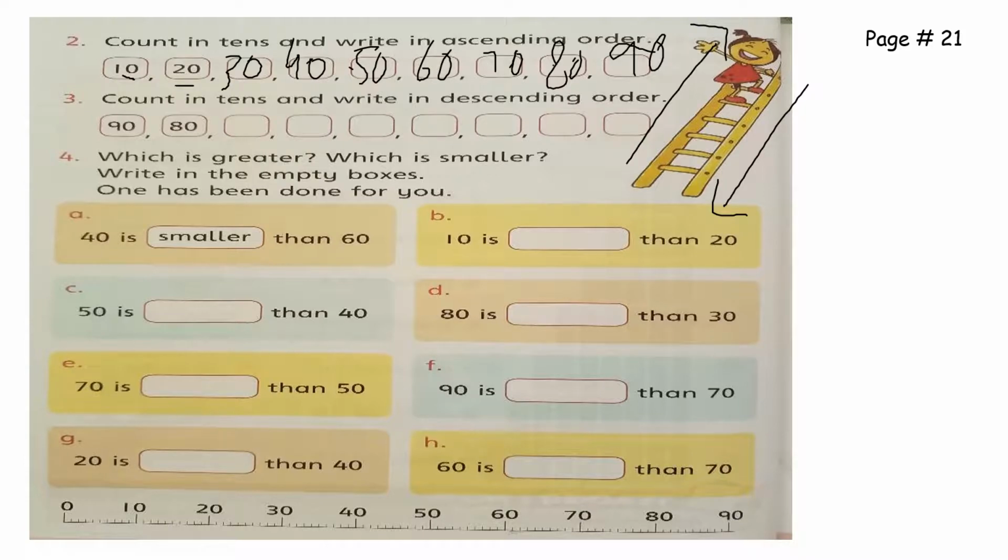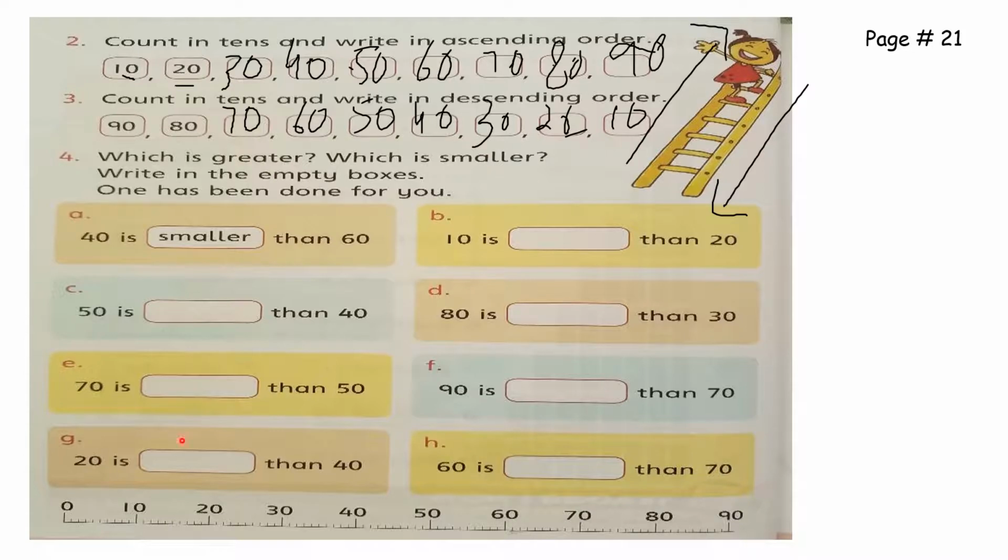Now we have to count in tens and write in descending order. It means we have to write backward counting here in tens. 90, 80, and what comes 10 before 80? 70. Then 60, 50, 40, 30, 20 and 10.